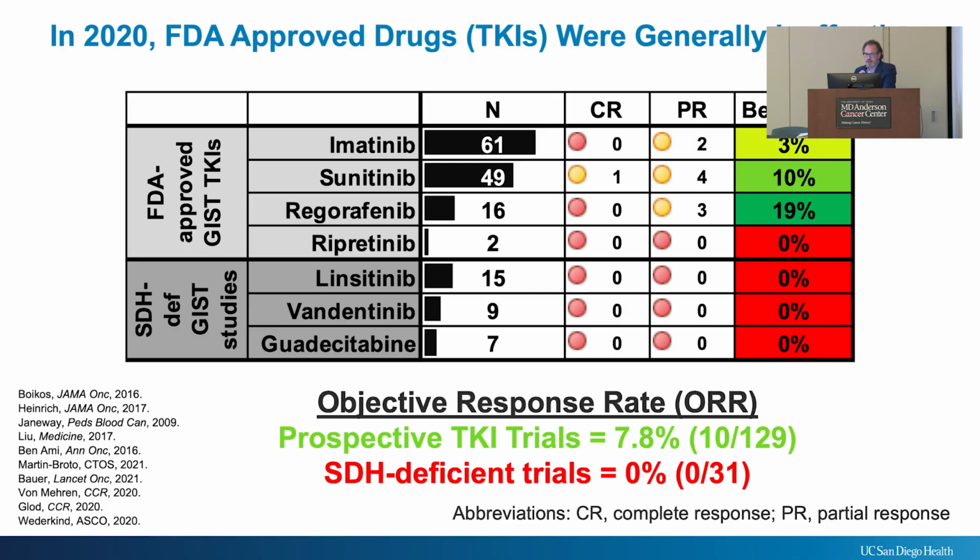Now, around that time, there had also been 3 different studies performed specifically on SDH-deficient GIST patients. These studies were done to target different molecules that had been discovered in the laboratory to be overexpressed, or basically to be potential targets. This included the drugs linsitinib, vandetanib, and guadecitabine. And unfortunately, when you look at the data from all these trials, there was not a single responder. So, this is only 5 years ago, I'll remind you.